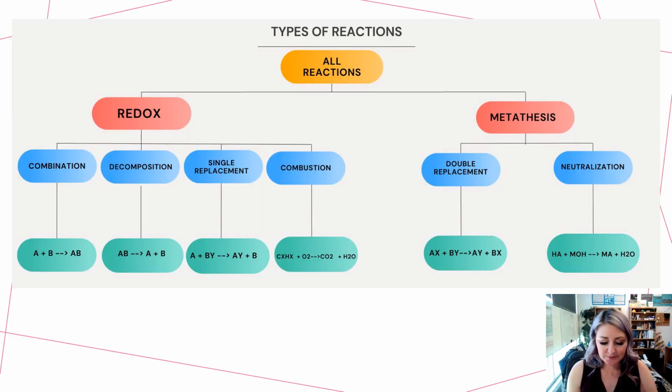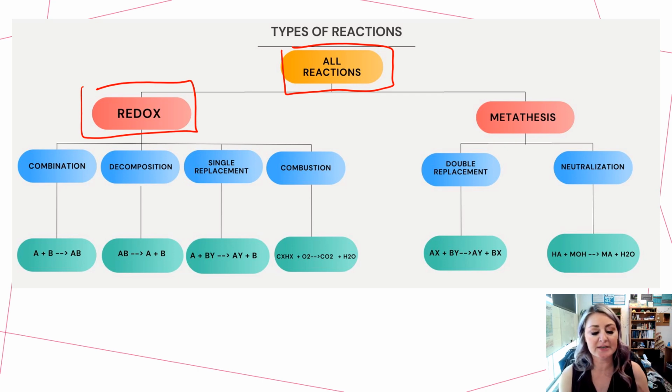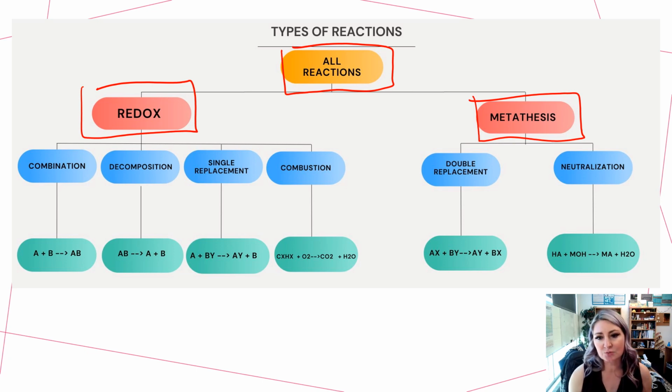Let's go back and review our types of reactions. So all reactions for us fall into two categories. You have your redox reactions: your combination, decomposition, single replacement, combustion. That was another podcast that involved the exchange of electrons. And then we have our metathesis reactions, and these include two reactions. We'll focus more heavily on double replacement reactions during this unit, but neutralization reactions, which we'll mention, are also a type of metathesis reaction, and we'll see more neutralization reactions when we cover acids and bases.